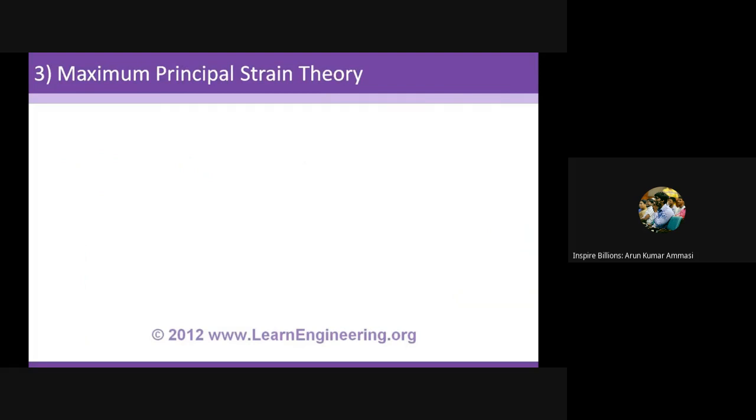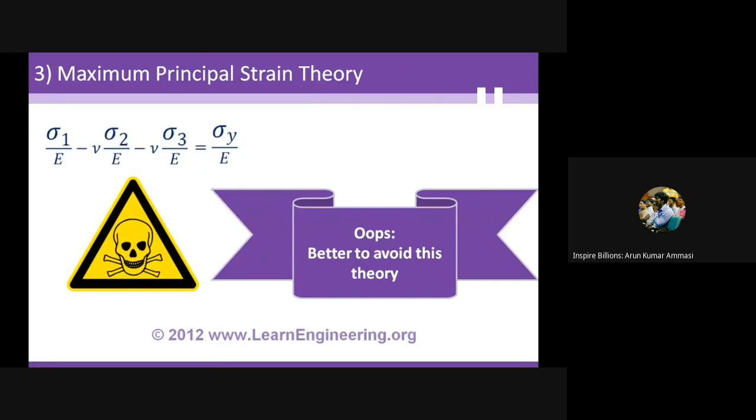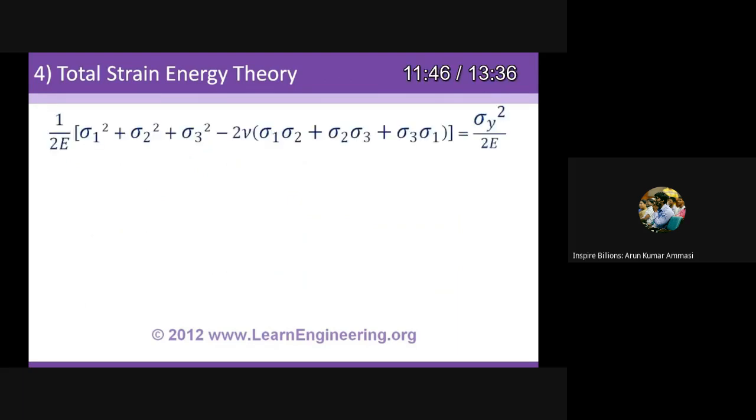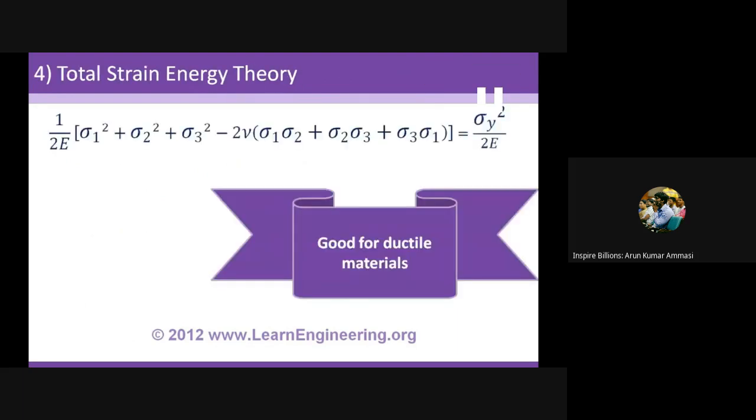And the maximum principal strain theory can be avoided because, as I told you, it cannot be applied to all materials. And this is the last theory, total strain theory. This is the equation, and this total strain theory is good for ductile materials. But there comes a question: are we using only ductile material?